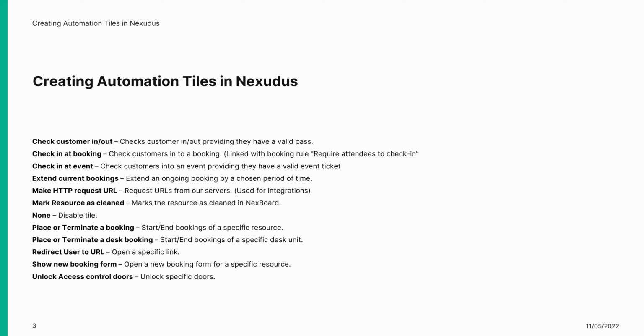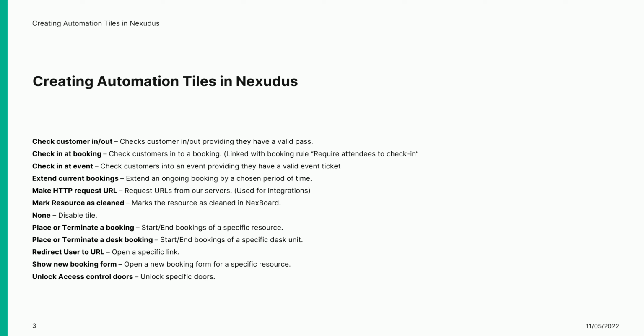Show new booking form. This will open a new booking form and will pre-populate a desired booking resource. For example, if you wanted customers to scan a tile outside a conference room, that will bring up a new booking form for that conference room specifically, this is how you would achieve this.